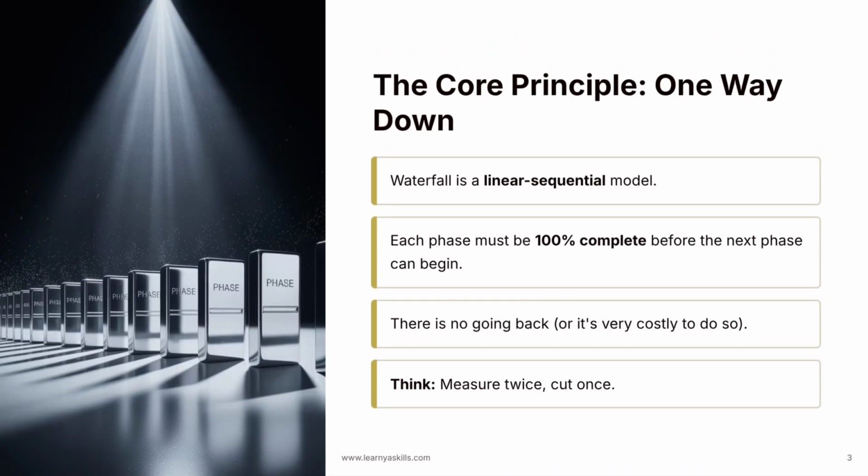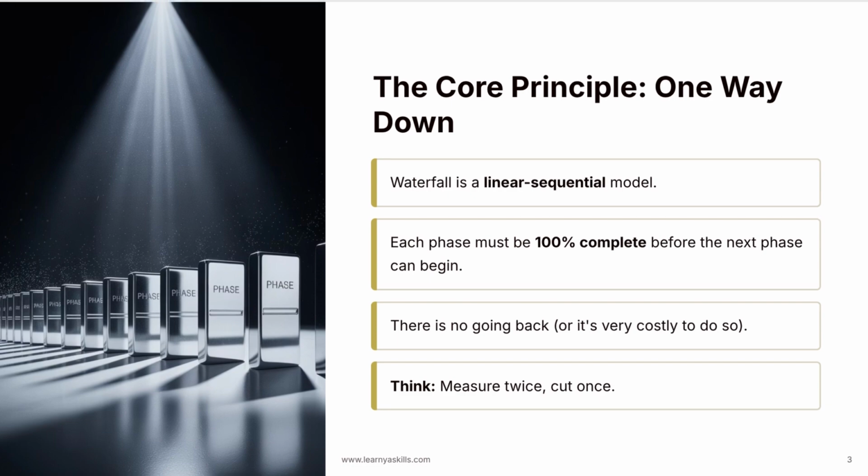The core principle of waterfall is simple but absolute. It is a linear sequential model. Think of it like the dominoes you see on the screen. Each phase must be 100% complete and signed off before the next phase can begin. One domino has to fall before it can trigger the next. In a pure waterfall project, there is no going back to a previous phase, or if you do, it is considered a major disruption and is very costly. The entire philosophy is built on the old carpenter's adage, measure twice, cut once. You get all the requirements right up front, so there are no surprises later.